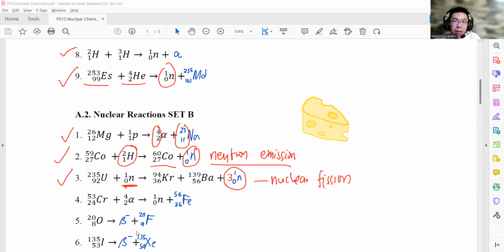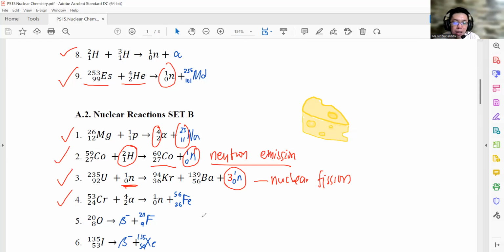Number 4. Chromium. Tapos alpha particle ang binombard mo. You form neutron at ang sagot mo ay iron. Correct. Iron 5626. Good.